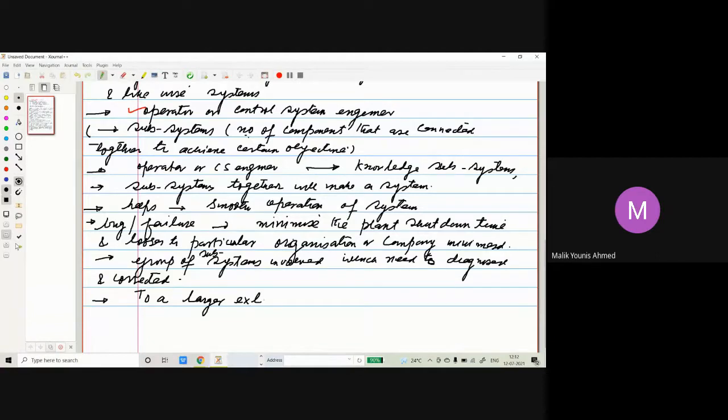To a larger extent, when we talk, our lives on the earth will depend on automatic control system. What it will depend on? Automatic control system.